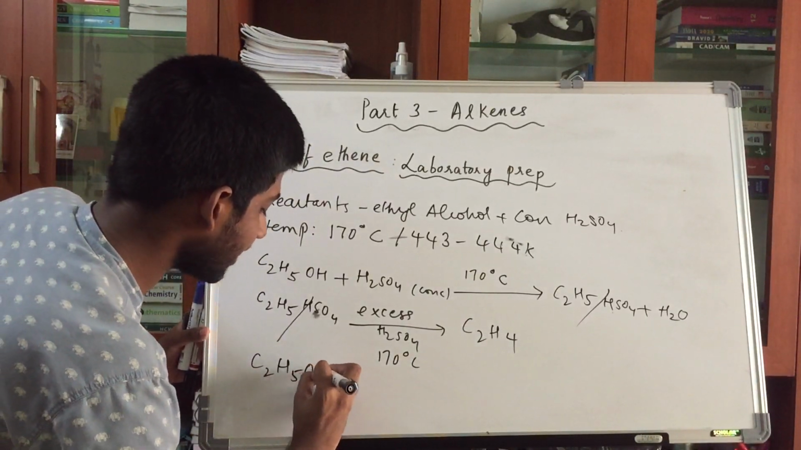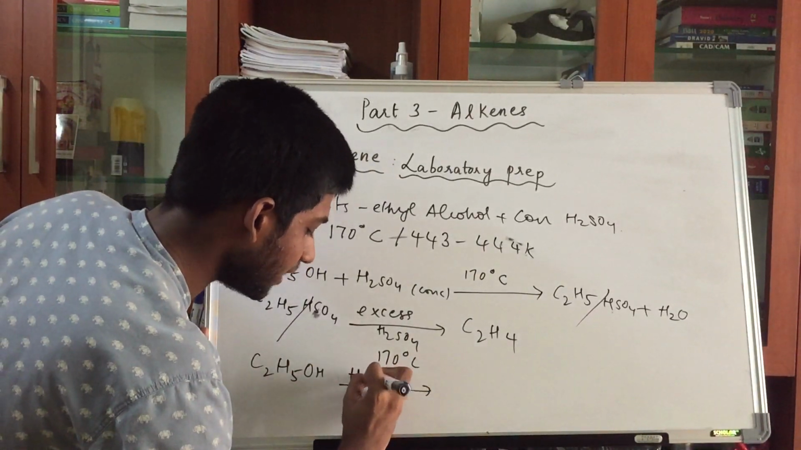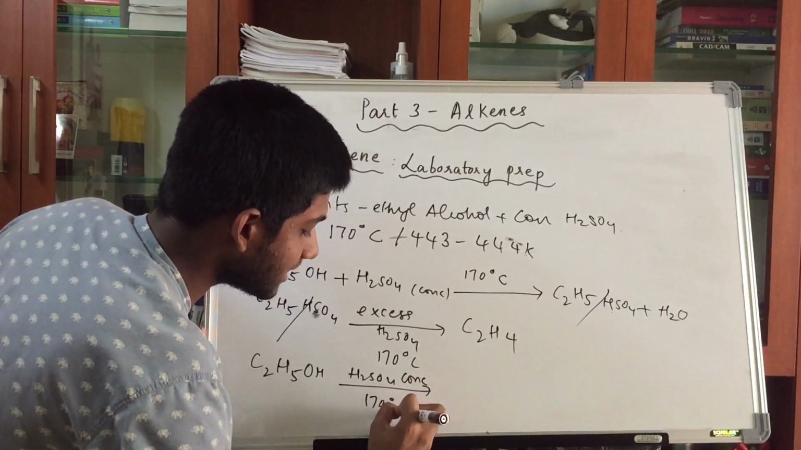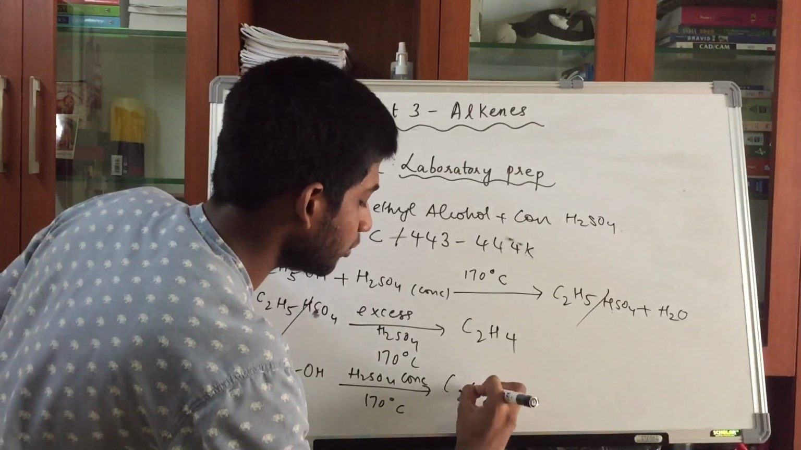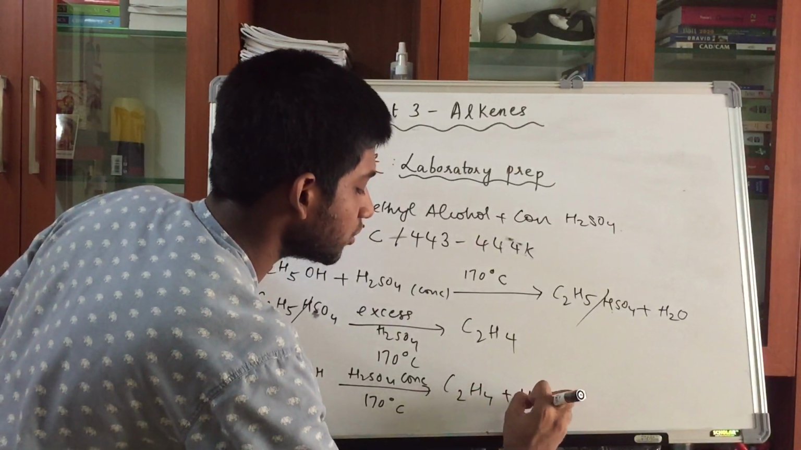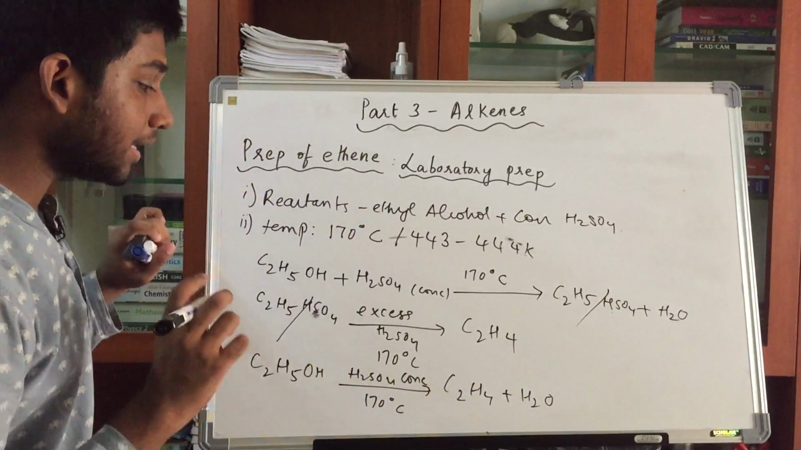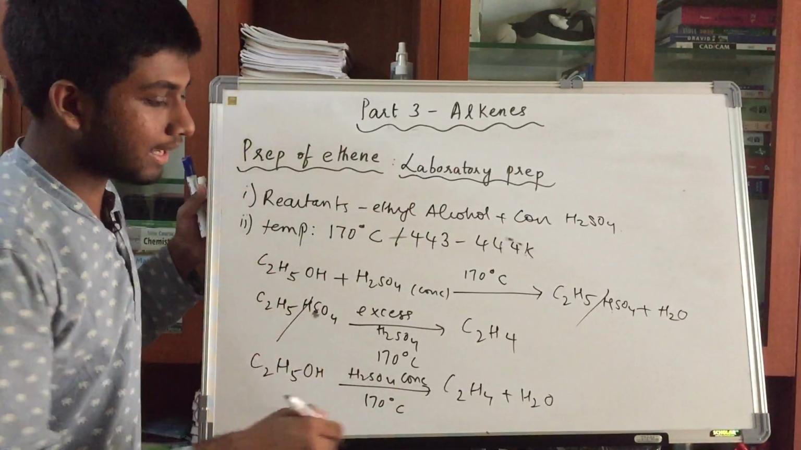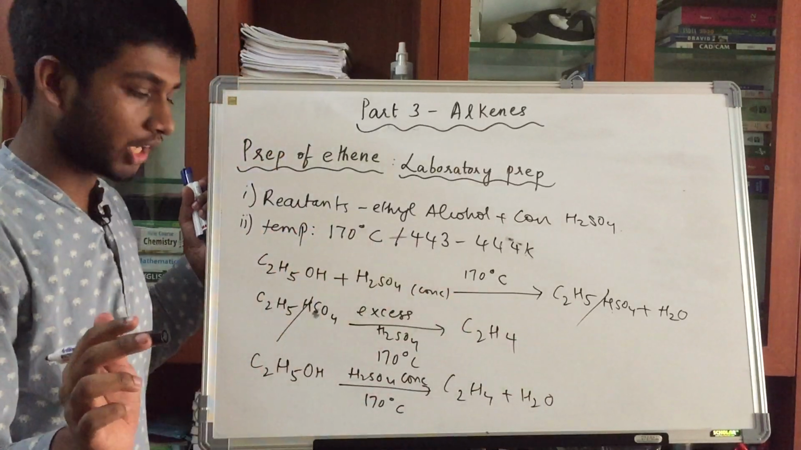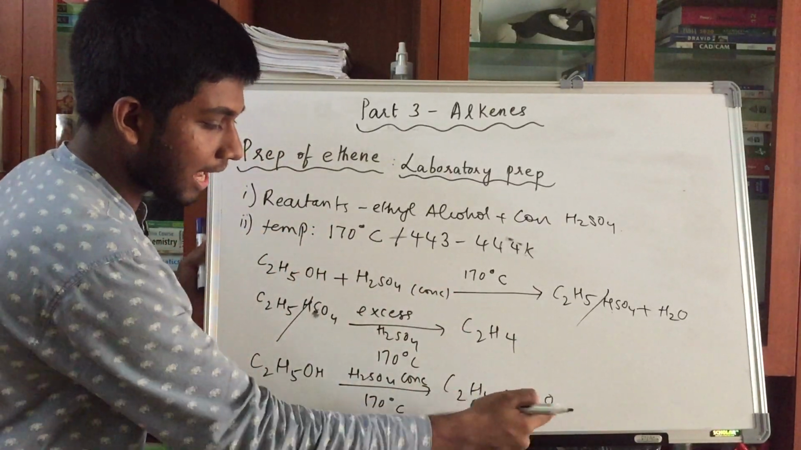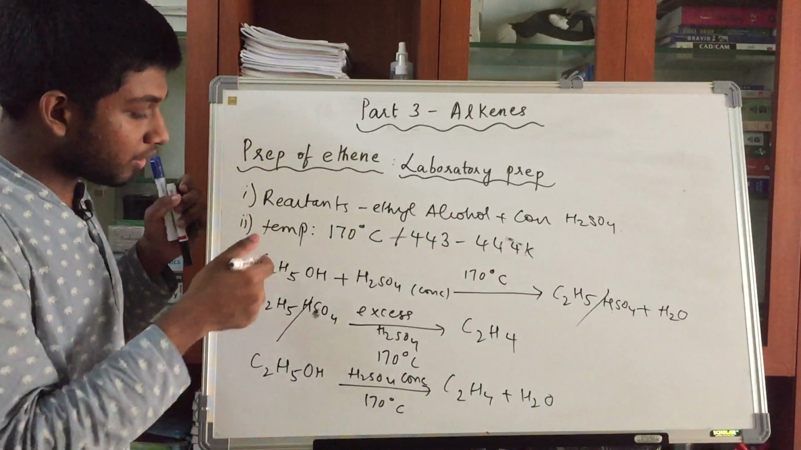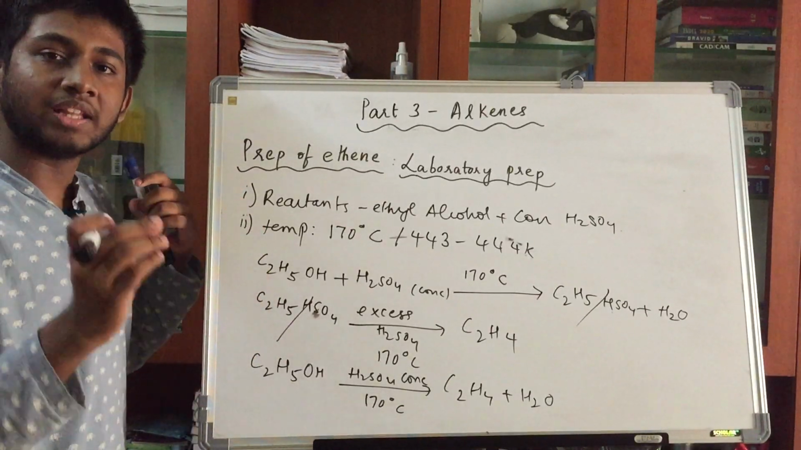So it will be C2H5OH in the presence of a normal amount of concentrated H2SO4 at 170 degrees Celsius will give you C2H4 plus H2O. So now let's check whether the balancing has been done properly. This is 5 plus 1, 6, and here 4 plus 2, 6 hydrogen atoms, 2 carbon atoms, and 1 oxygen atom.